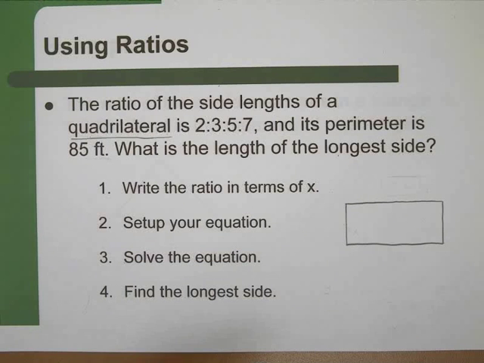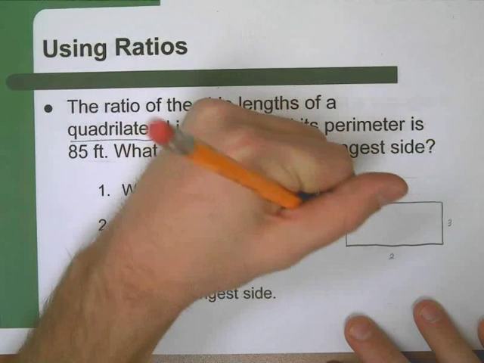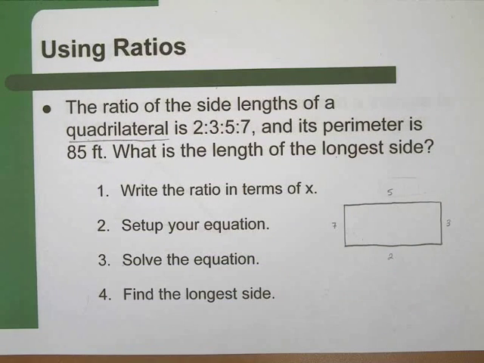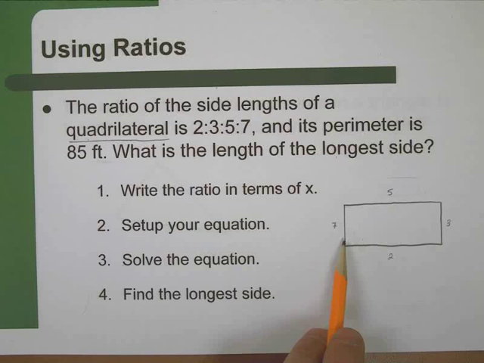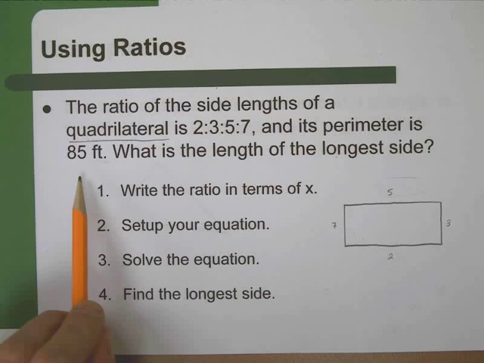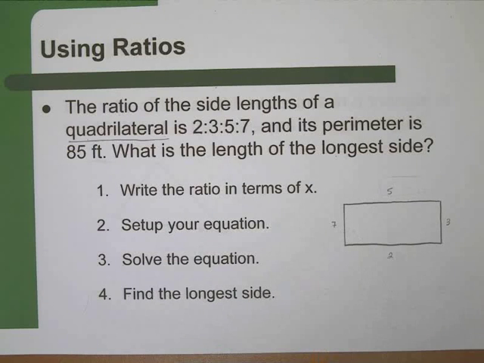It says the ratio of the side lengths is 2 to 3 to 5 to 7, and the perimeter is 85 feet. Well, here's the problem. If this is really just 2, and this is 3, and this is 5, and this is 7, to find the perimeter, I would just add all 4 of the sides up. 2 plus 3 is 5, plus another 5 is 10, plus 7, 17, right? That's only 17 feet. I need 85 feet. So how do I know that it's not 4, 6, 10, 14? How do I know that it's not 6, 9, 15, 21? Everything's 3 times as big, right?